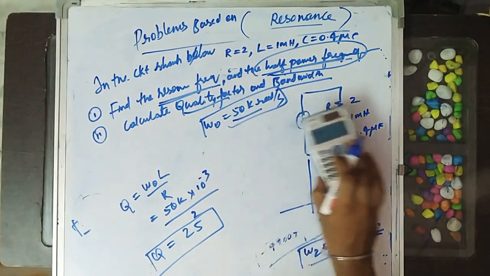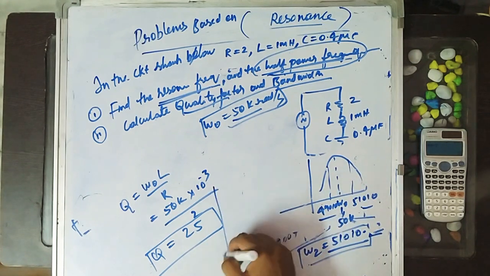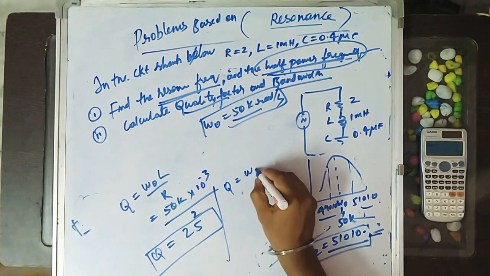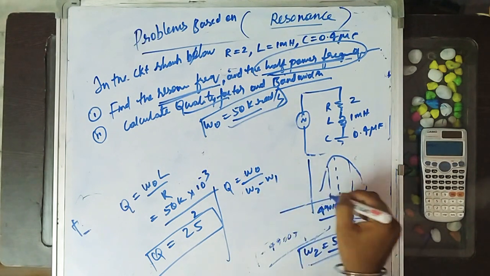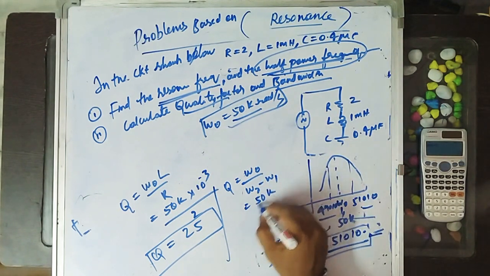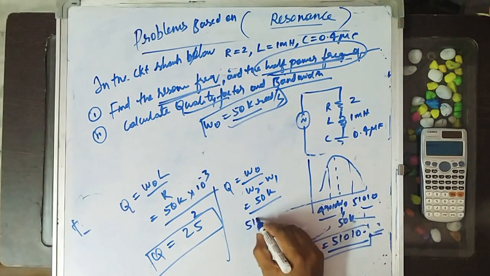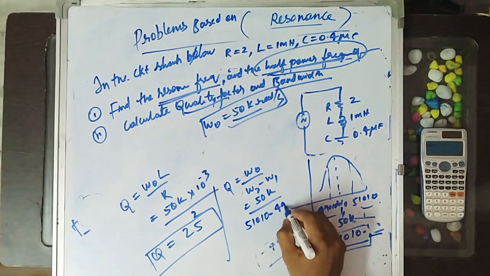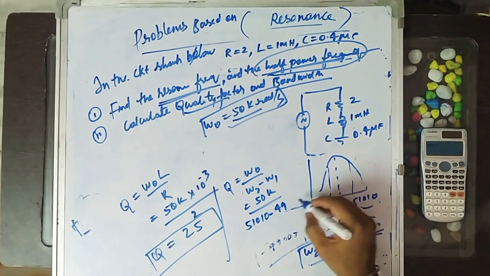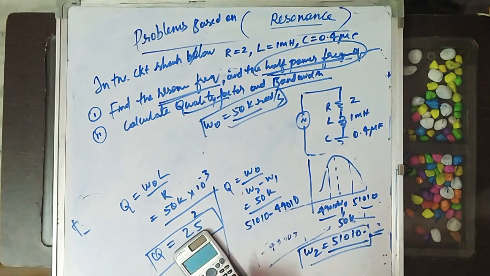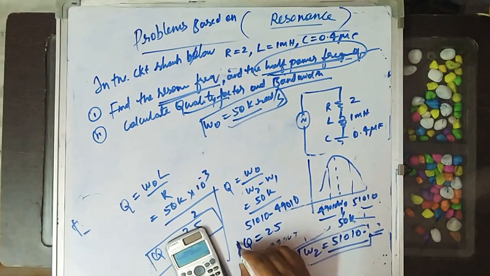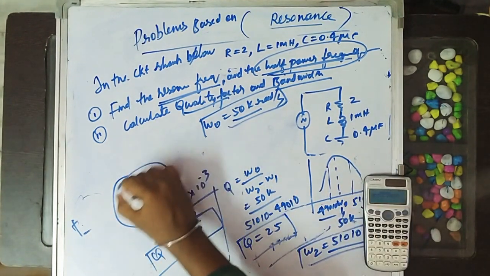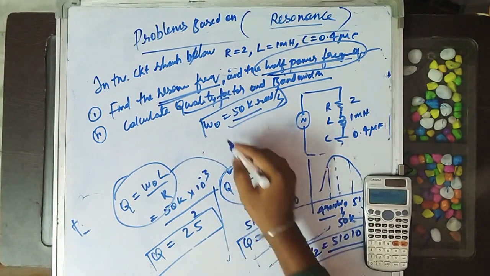Okay, you have the quality factor also by the equation Q equal to omega naught by omega 2 minus omega 1. You got omega naught as 50k, omega 2 as 51010 minus omega 1 as 49010. You can get it either way: 50k divided by 51010 minus 49010. So same value 25. So either formula you can use, the direct formula or this formula, to find the quality factor.